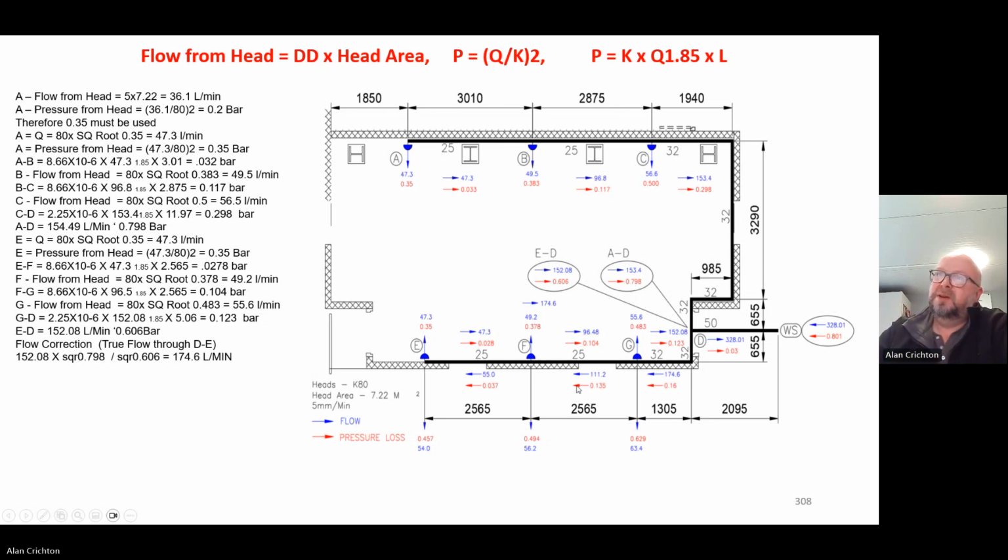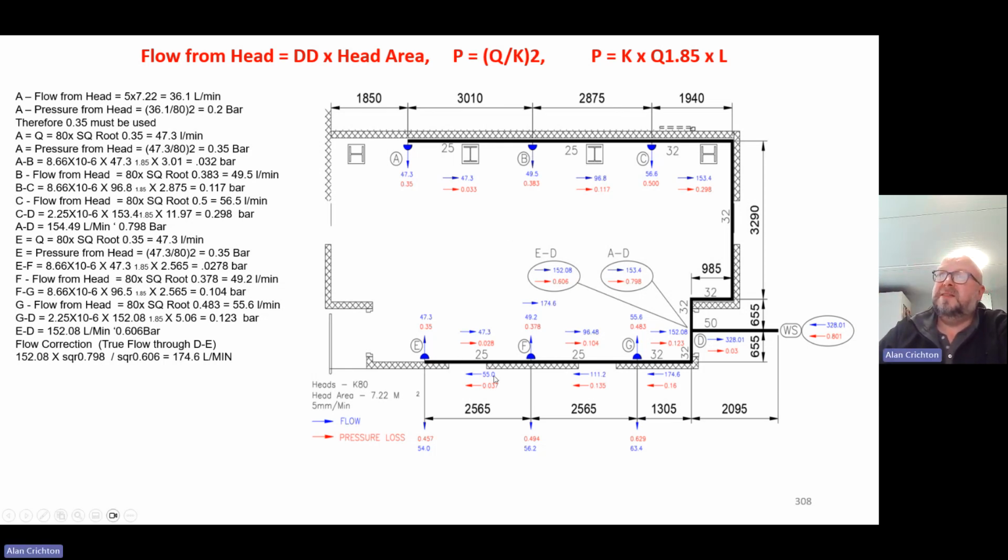Moving on to head E. We take the flow from G to F, which is 111.2, minus the actual discharge flow from head F, which is 56.2. So the actual flow coming down this pipe is 55 litres per minute. Using the K factor from table TB227, table 2, the flow of 55 and the length of 2.565, we'll find that the pressure loss is 0.037.